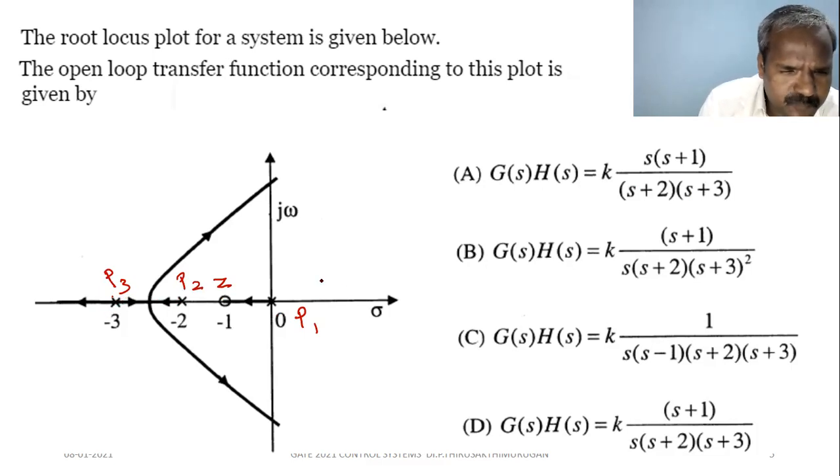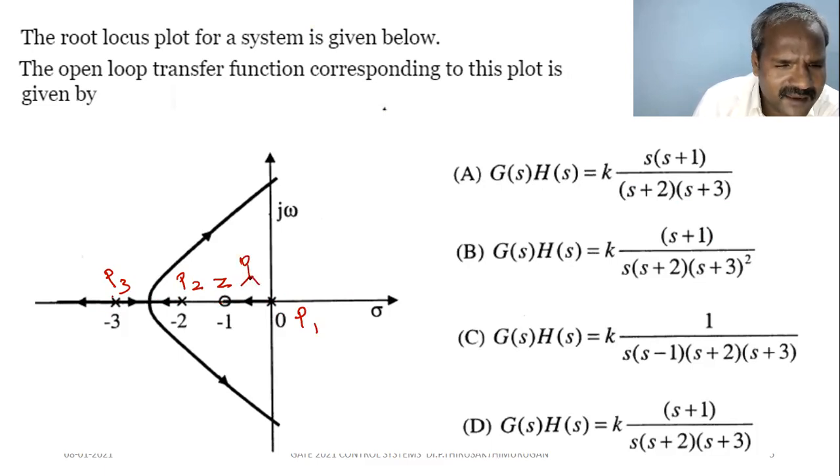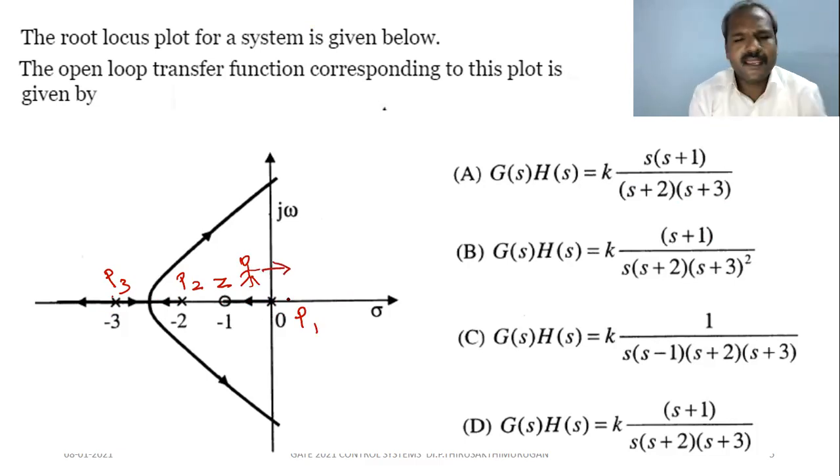One more thing you point out here. From this pole P1, how many poles are here? That we have to find out. So how to find out? Between this pole and the zero, there is a branch, because when you stand here and look into the right side, only one pole is there. So only one pole means there is a branch between this pole and 0. This branch of the root locus starts here and terminates at 0, right?